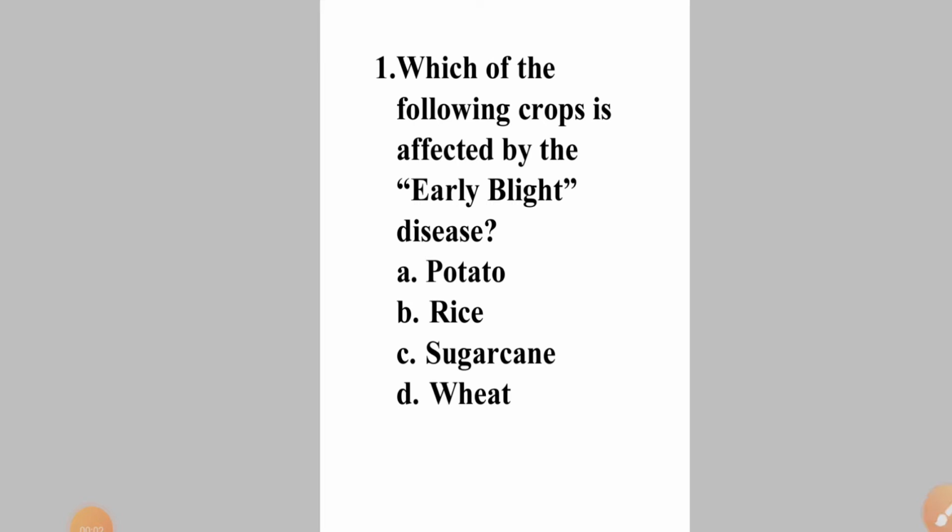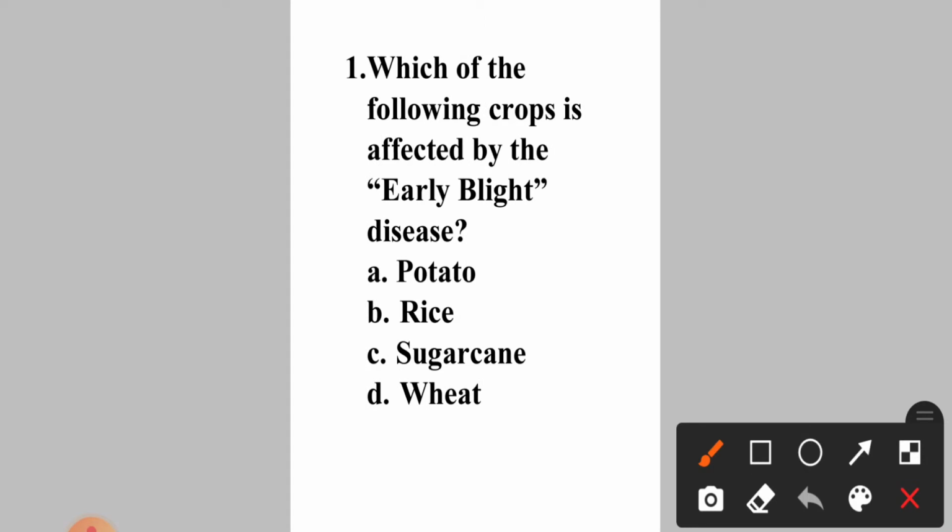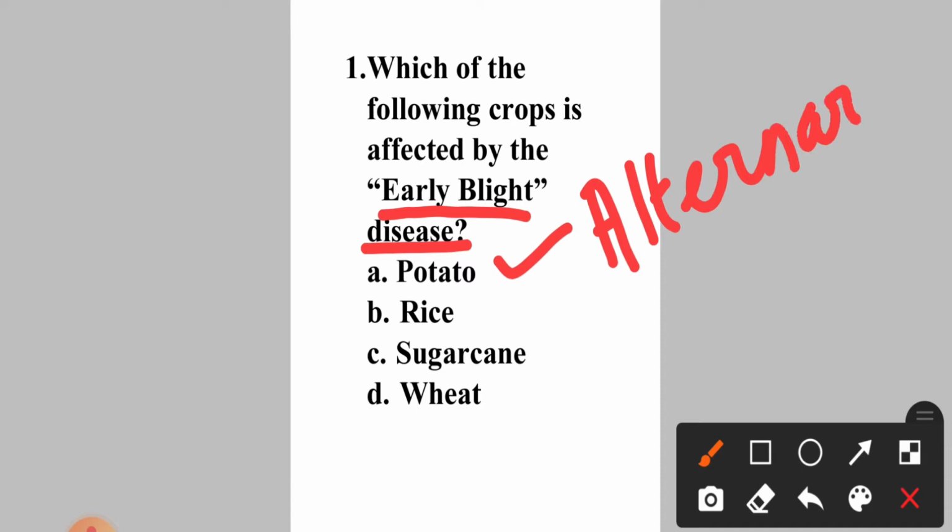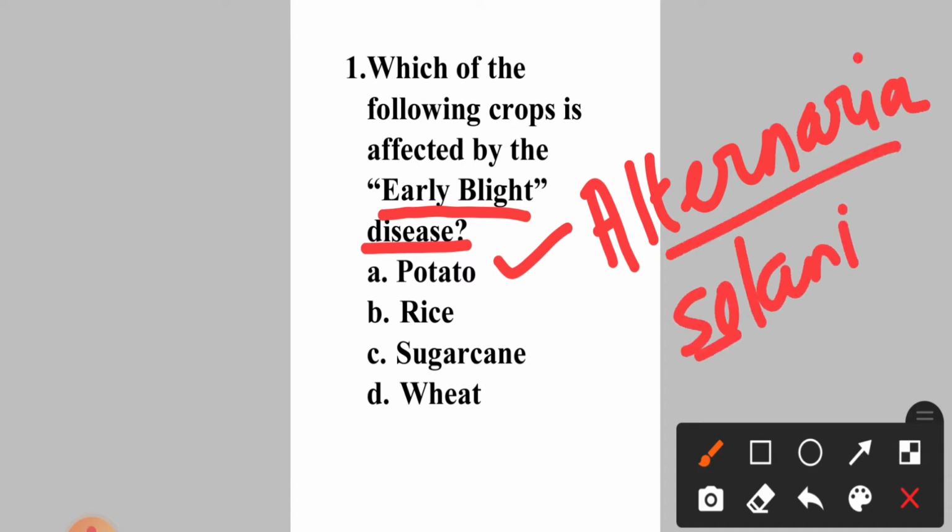Question number 1. Which of the following crops is affected by the early blight disease? Option A, potato, B, rice, C, sugarcane, D, wheat. Early blight disease affects the potato crop, and this disease is caused by the fungal pathogen Alternaria solani. It affects the leaves and stems and also the tubers, and it can reduce the yield, tuber size, storability of tuber and also their quality. So the answer will be option A, that is potato.